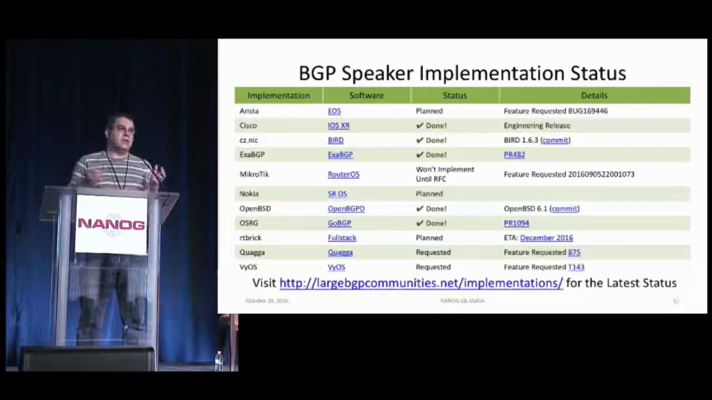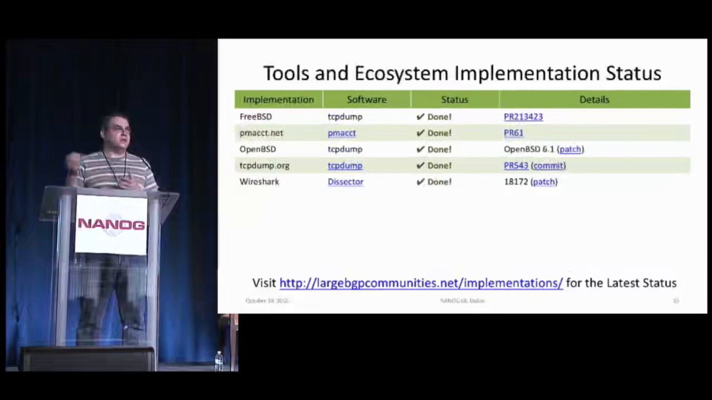Now, it's important from an ecosystem perspective to also have the tools and other system support. It's not just the BGP implementations that need to be updated. Obviously, if you have something and you can't troubleshoot or monitor it, then it doesn't really do you any good. So those two things go hand in hand. All of the major tools have been updated to support large BGP communities: tcpdump, Wireshark, and PMacct was just updated a couple days ago. Again, visit the status page for the latest on all the implementations.